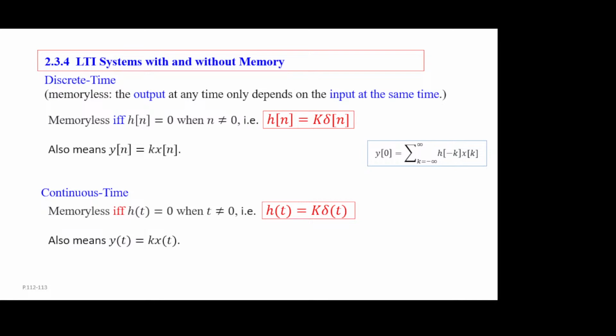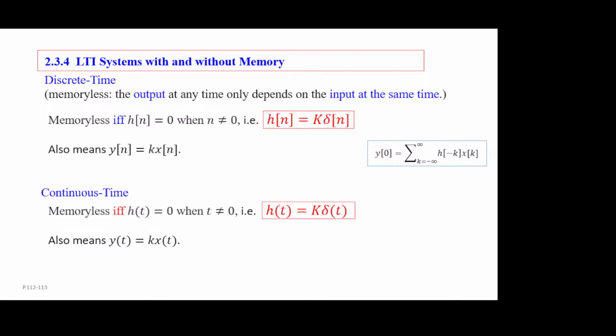So a system is memoryless if the output at any time only depends on the input at the same time. Okay. So in terms of h, you want the output at some time to depend only on the input at the same time. Then that only happens if and only if, for discrete time, the impulse response h of n equals 0 when n is not equal to 0.